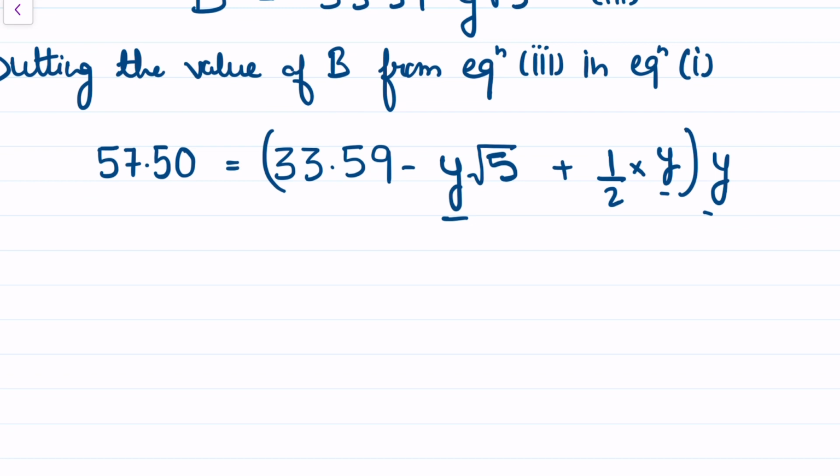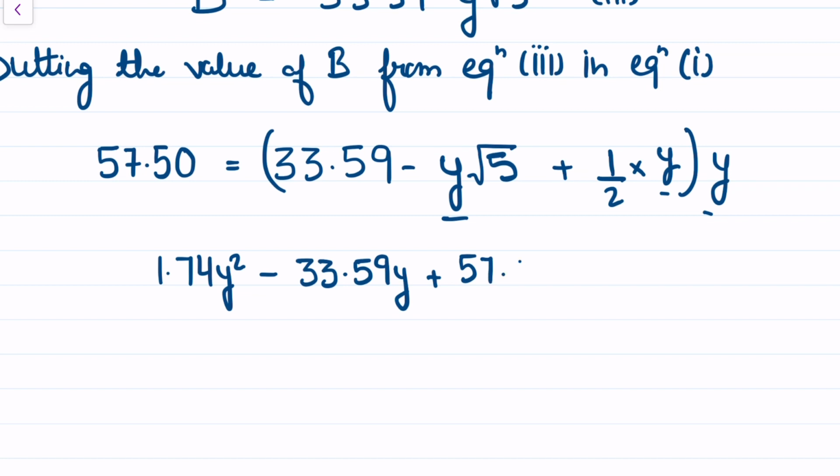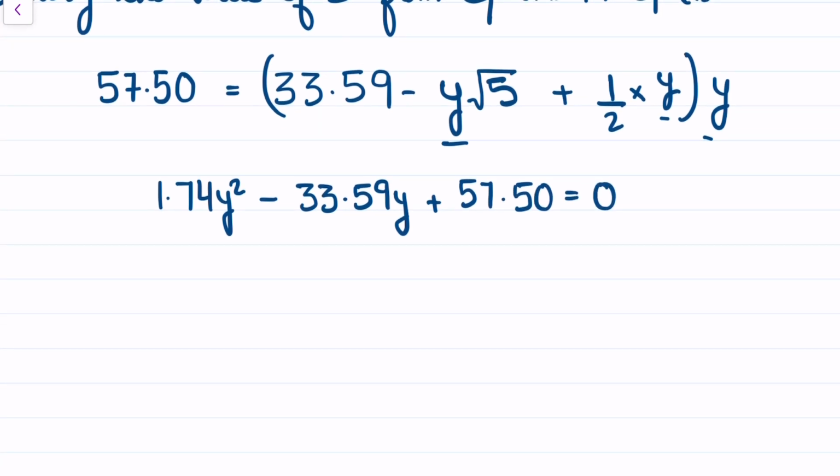So the equation that will come out to be is 1.74y² - 33.59y + 57.50 = 0. That is the quadratic equation in terms of depth y that we get.